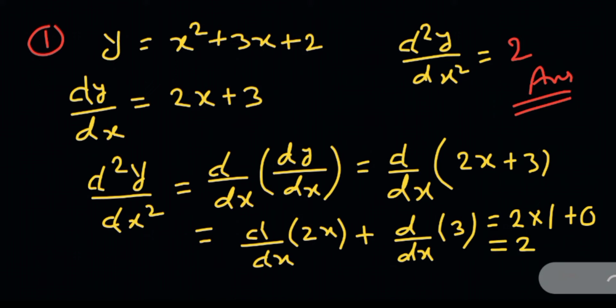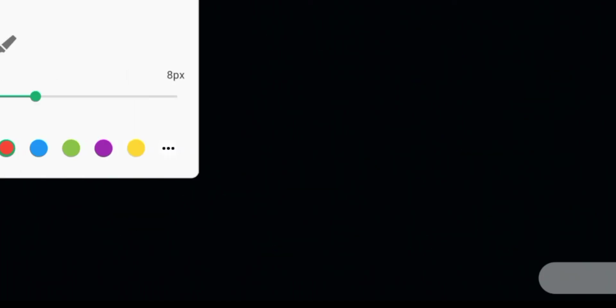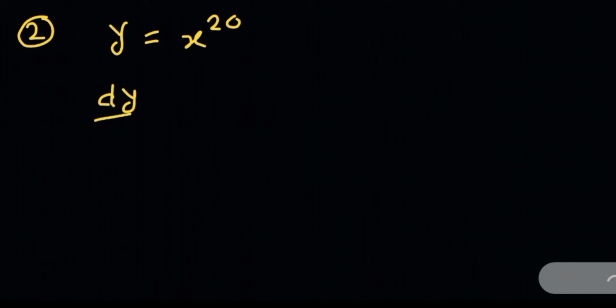Okay. So now we'll move to the second question. Second question: y is given as x to the power 20, and we have to find the double derivative. So we'll do it speedily, correct? Because we discussed the first question in detail.